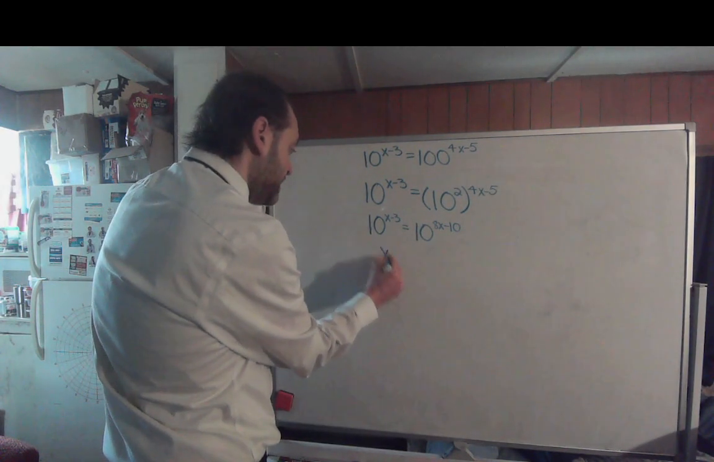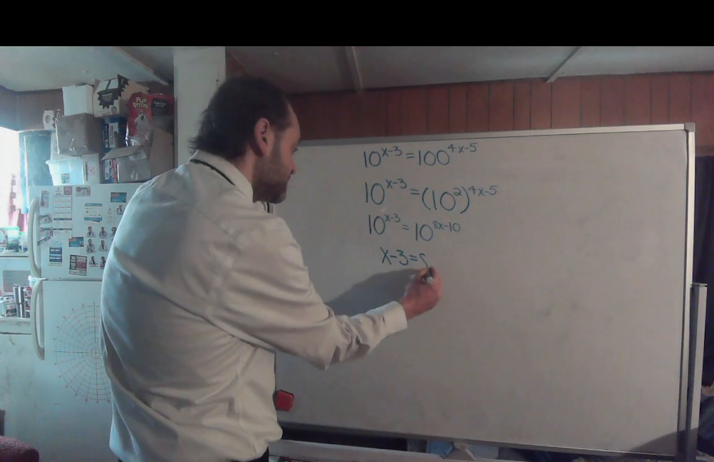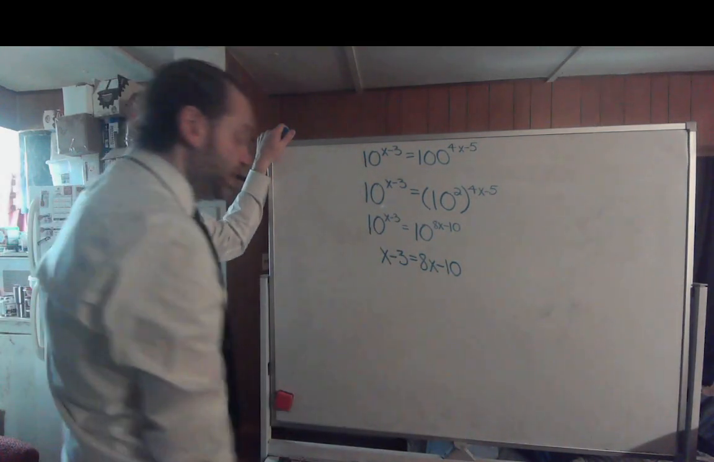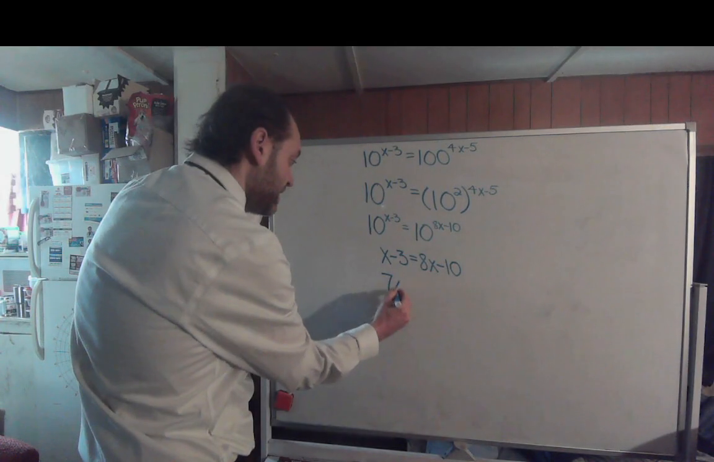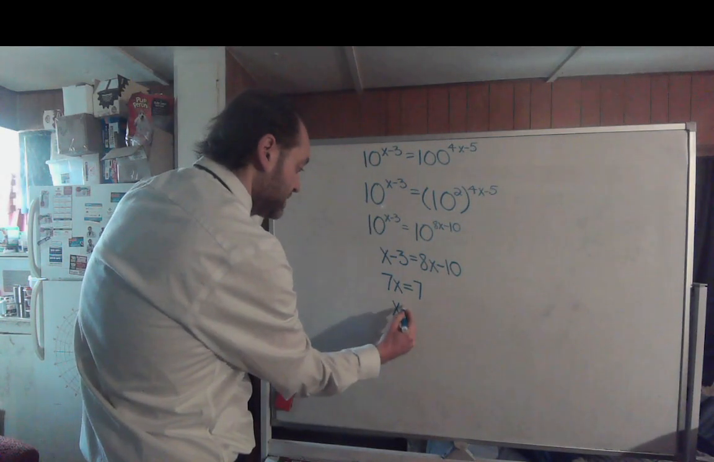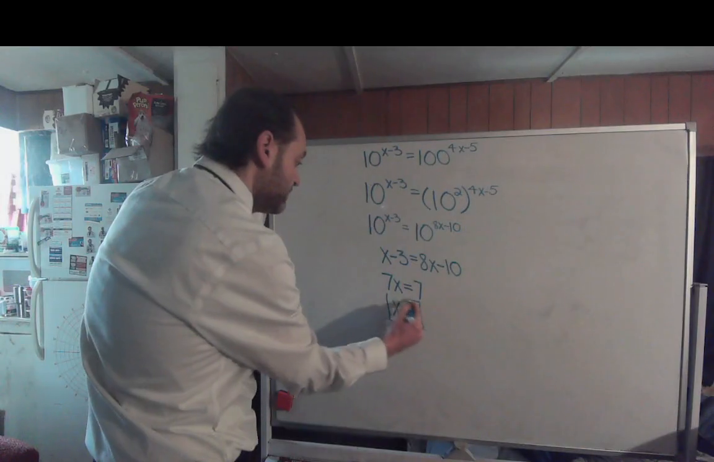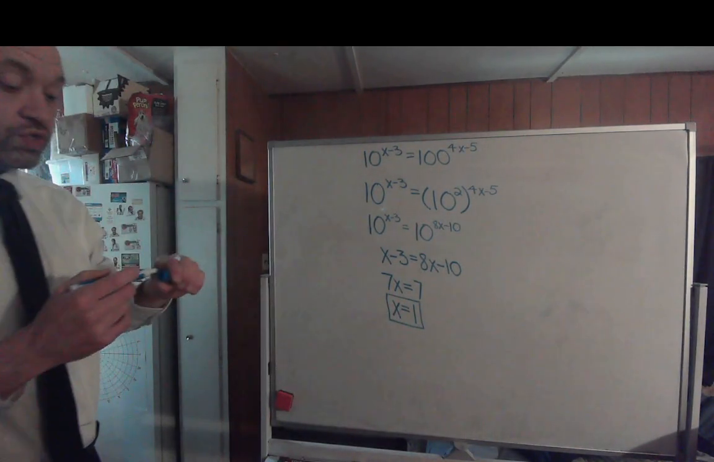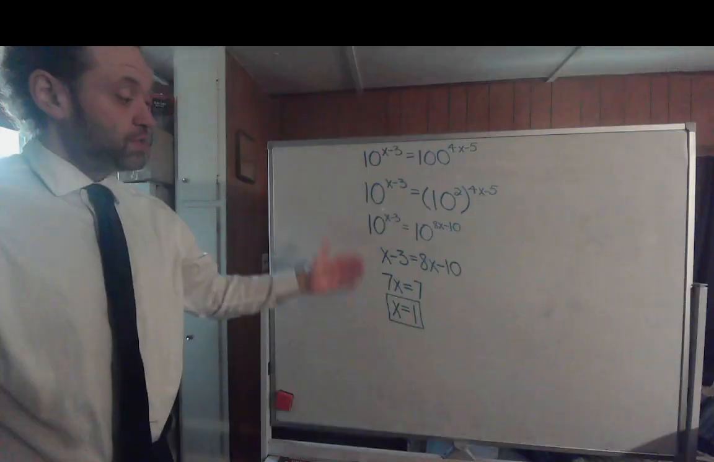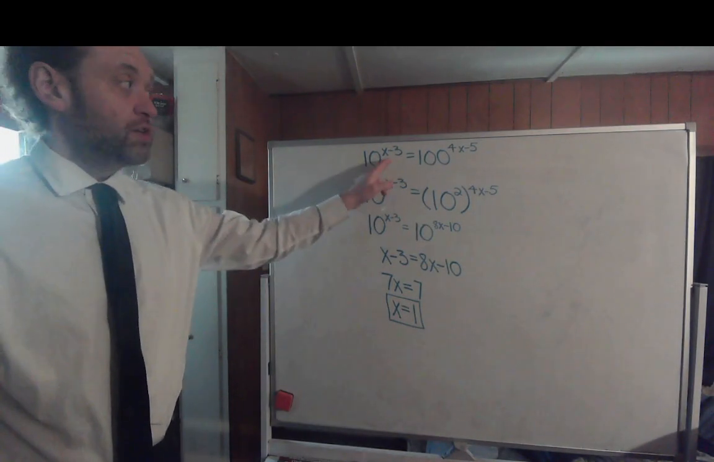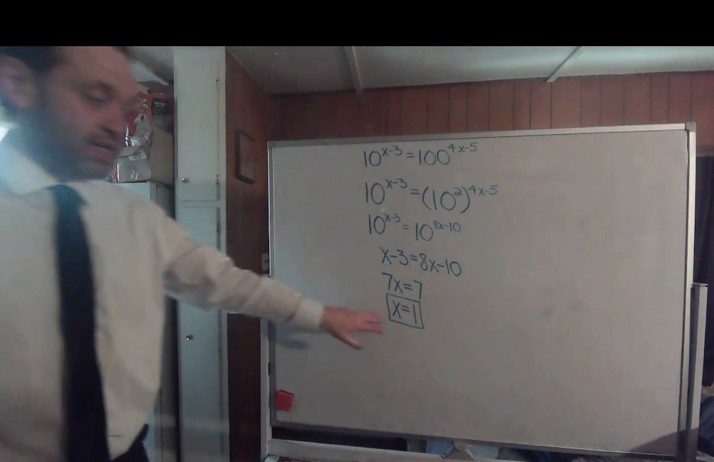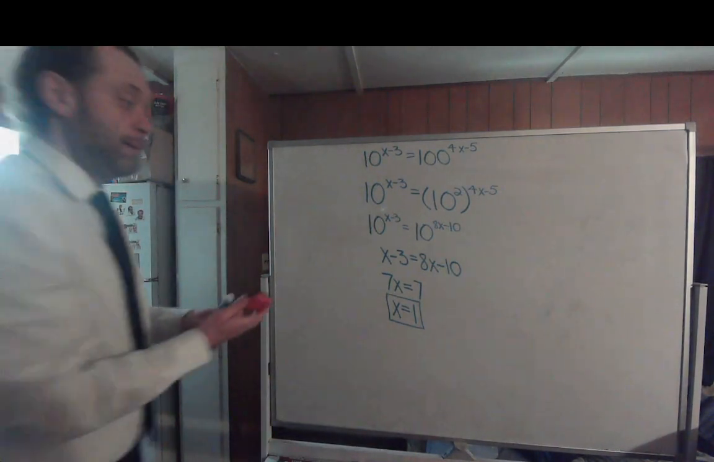So we can now take that x minus 3, set it equal to 8x minus 10, and we just solve for x. So that should give you that 7x is equal to 7, which would give you that x equals 1. So the value that we're looking for x would in fact be 1. And if you want to check your work, you could put that value of x into the original equation, and you'll see that it's true. So x would equal 1.